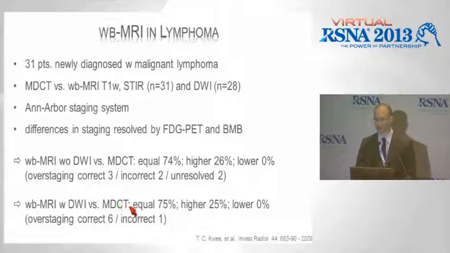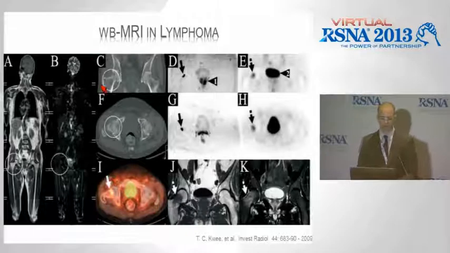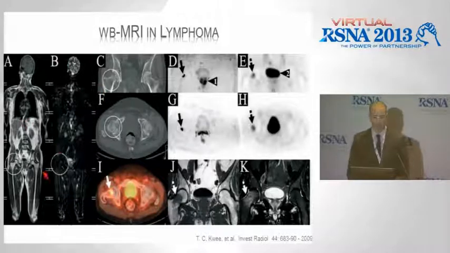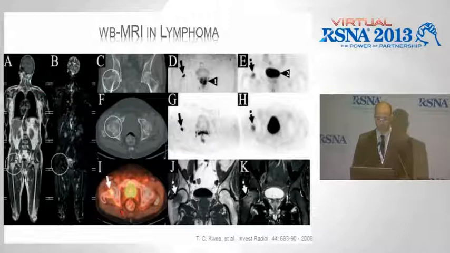But if you add diffusion-weighted imaging, you get the same ratio there, but the overstaging is correct in most of the cases then. Here's a nice example from that publication. The whole body MR was able to depict the lesion here in the femoral neck, which was not seen on the CT, was later confirmed by PET imaging and by follow-up MR imaging.